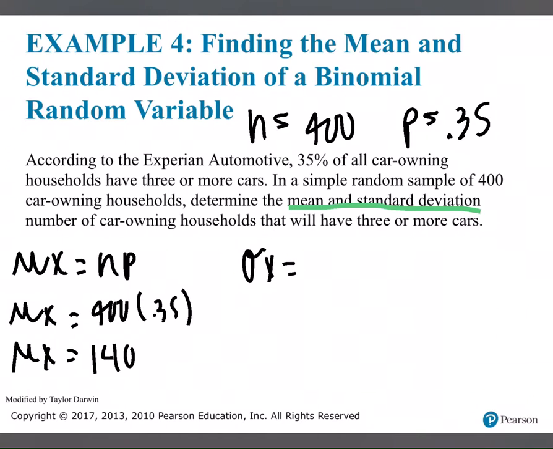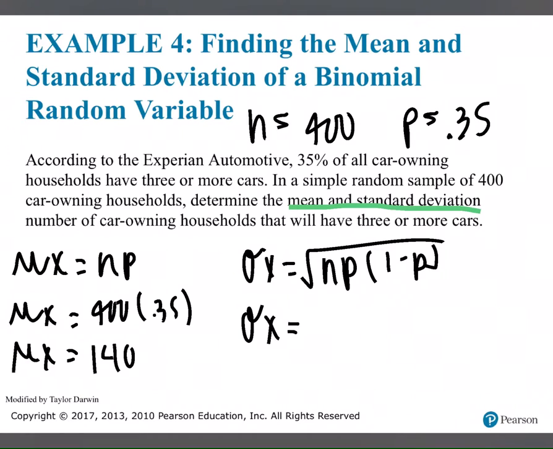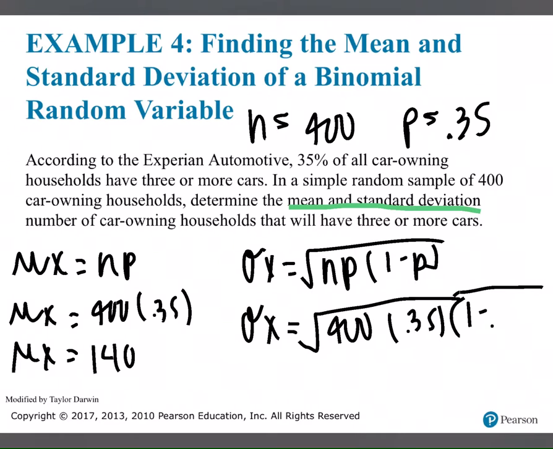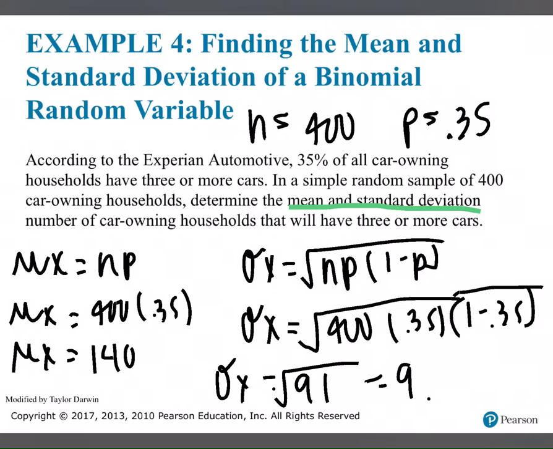Standard deviation was the square root of n times p times 1 minus p. So 400 times 0.35 times 1 minus 0.35, or 0.65. If you forget to take the square root, you will just get 91. Don't forget to take the square root at the end, so you get 9.54.